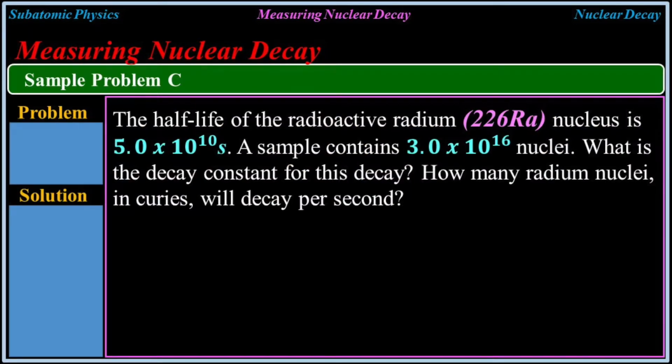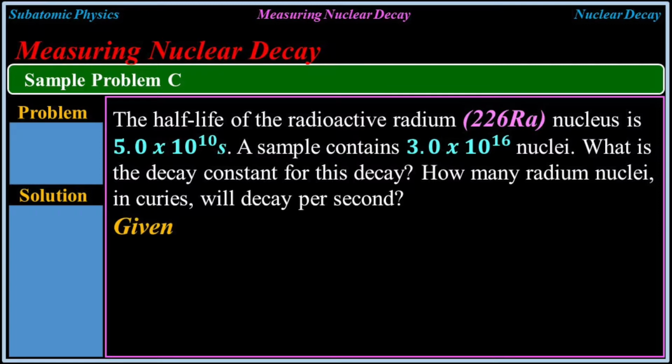The half-life of the radioactive radium-226 nucleus is 5 times 10 to the 10 seconds. A sample contains 3 times 10 to the 16 nuclei. What is the decay constant for this decay? How many radium nuclei, in curies, will decay per second?